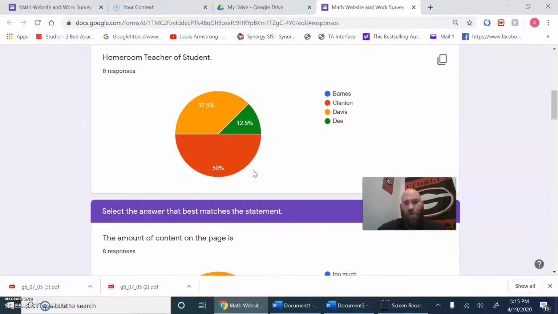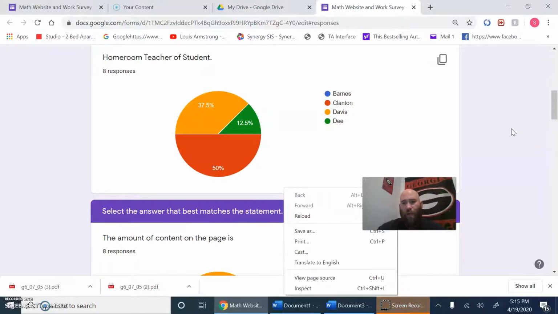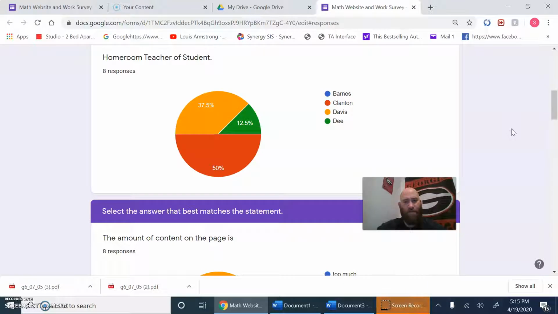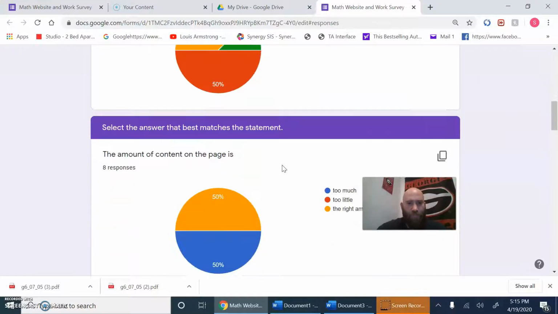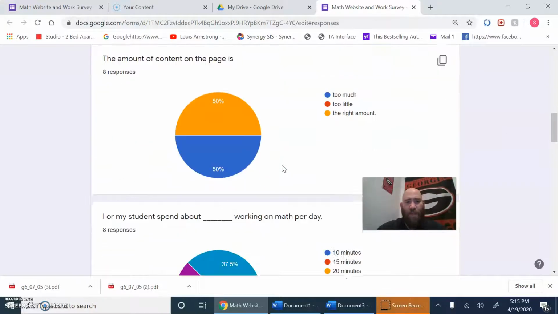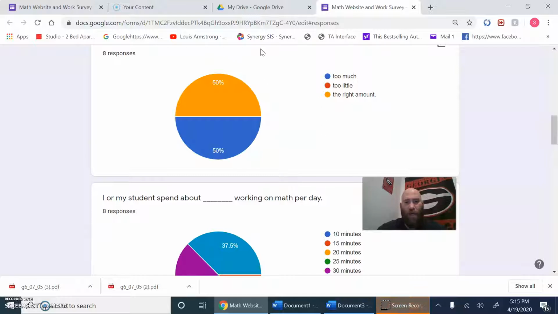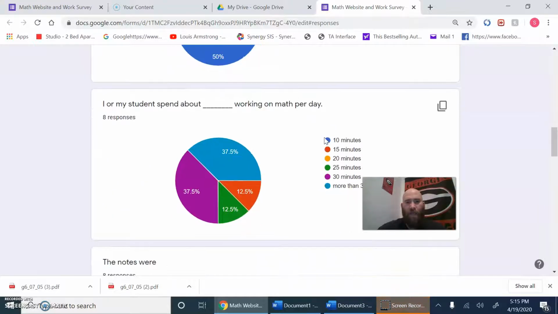All right. So more than half were Miss Clanton's class, or half were Clanton's class, and then the other half were a combination of my class and Miss D's class. Miss Barnes' class, where you guys at? So the amount of content on the page, too much, just the right amount. We're just kind of split on that.